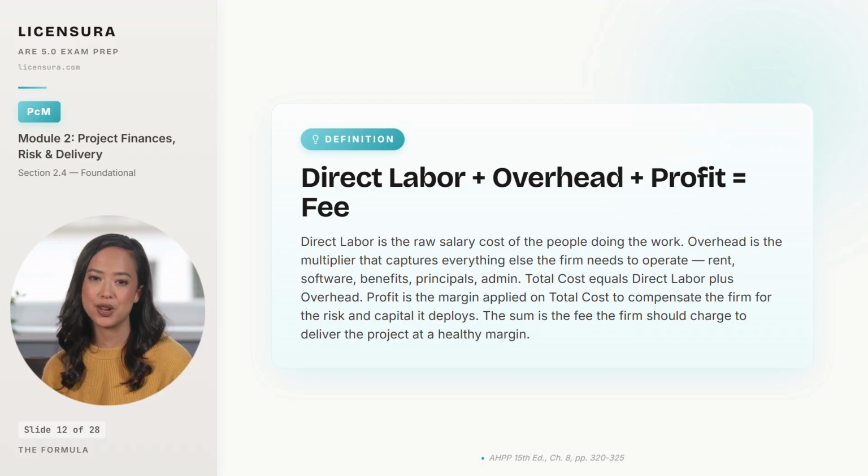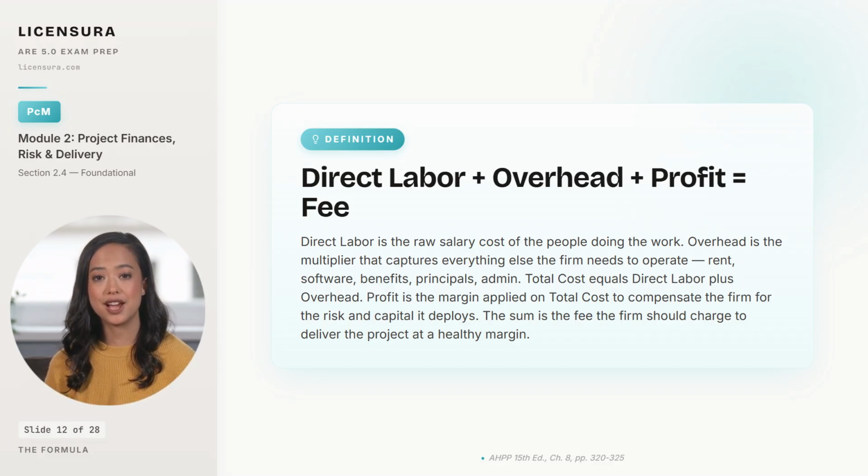Overhead is captured as a multiplier on direct labor, and a typical architecture firm runs overhead between 140 and 180%. Direct labor plus overhead equals total cost. Profit is the margin you apply on top of total cost to compensate the firm for the risk it takes and the capital it deploys. 10 to 15% is a common professional services range. Add the profit to the total cost, and you have the fee that delivers the project at a healthy margin, which is the number you should be quoting.